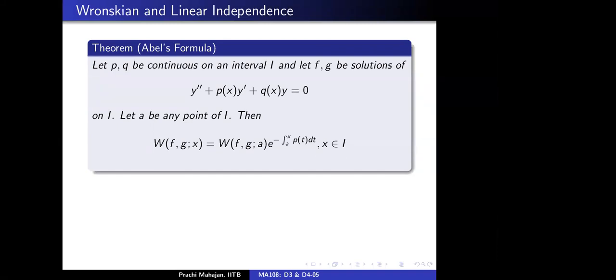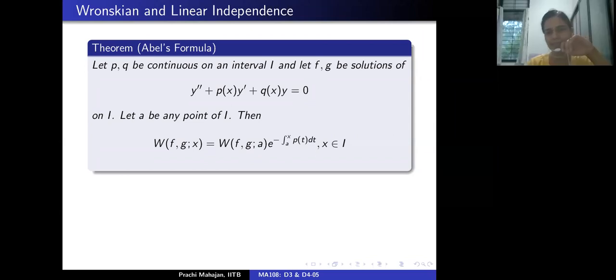Okay. So this has some interesting implications. So far we have seen the following: if f and g are linearly dependent and differentiable, of course, then the Wronskian is identically 0. So let's see how this is very, very useful.